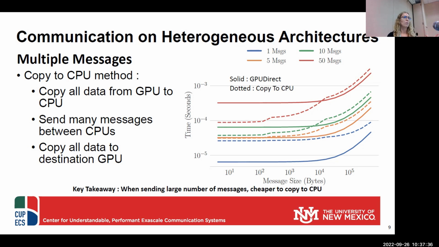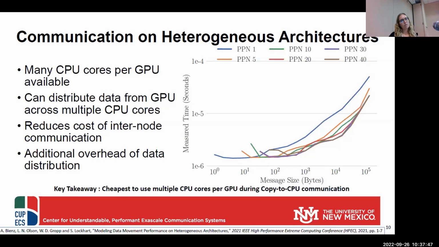We are just assuming we're copying to the CPU. So this talk is really just focused on inter-CPU communication because we're going to be copying regardless. The one other thing to take note of is it is still cheaper on these systems to use as many processes per node as possible. So there might be 4 GPUs per node. There are still something like 40 CPU cores.